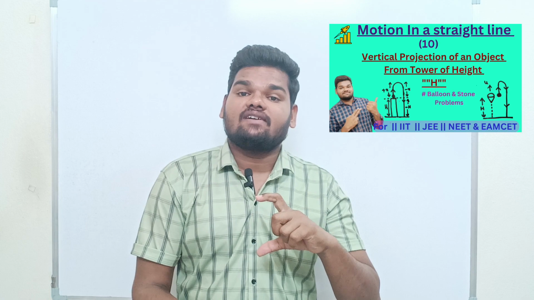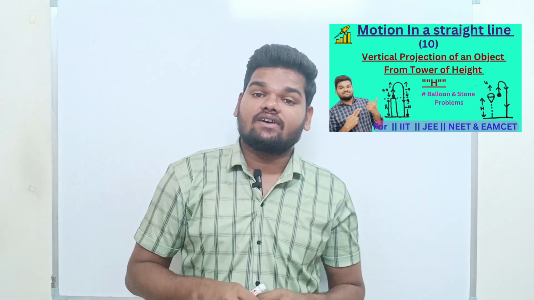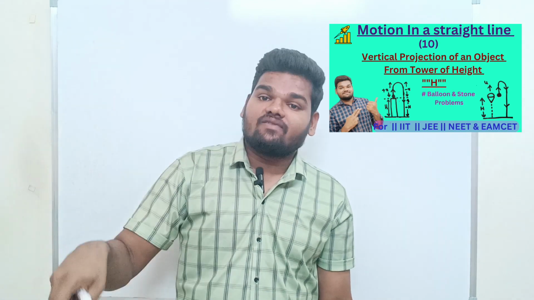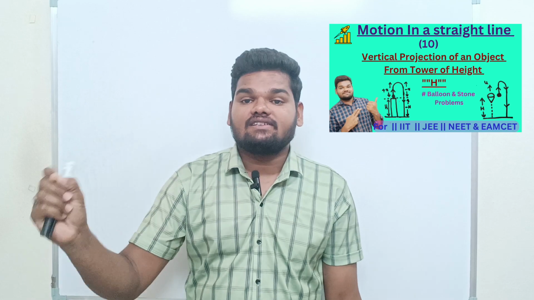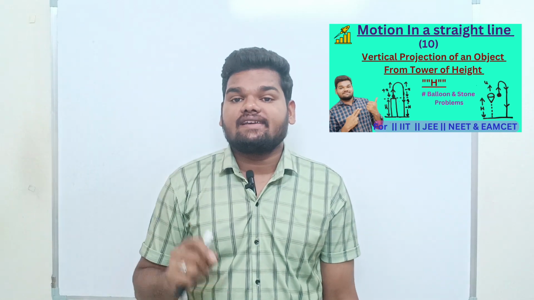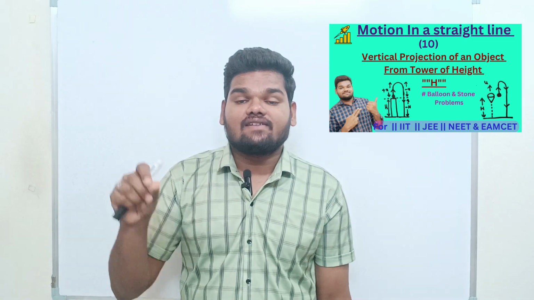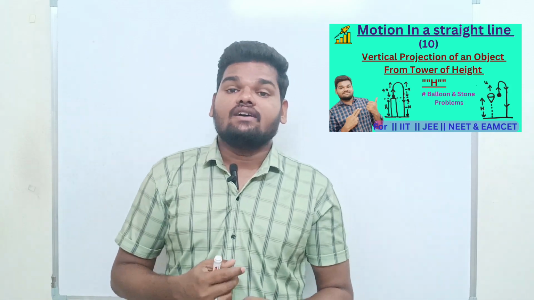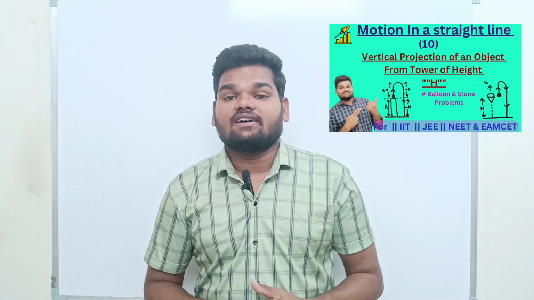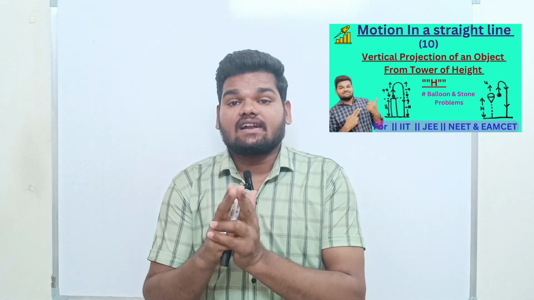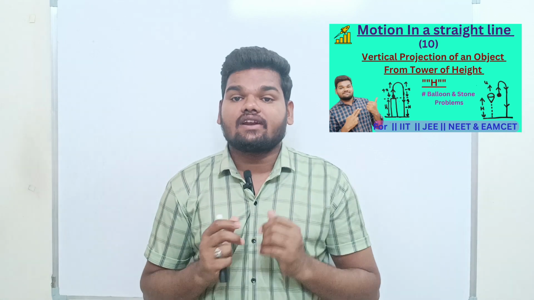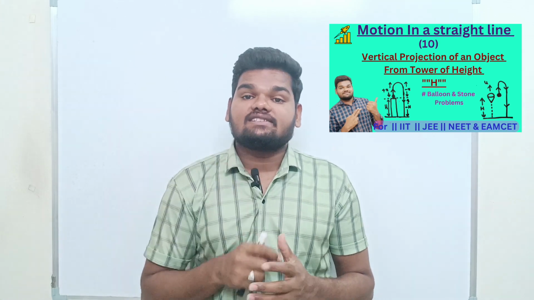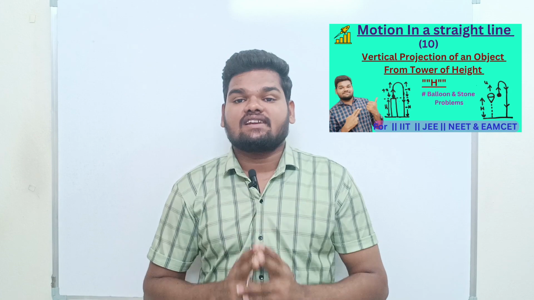One is thrown in a vertically upward direction from the height of the tower, the second is thrown vertically downward with a certain initial velocity u, and the last ball is thrown with an initial velocity 0. That means it's just like a freely falling body. In these three cases, what are the equations for initial velocity, what is the height of the tower, and what is the time taken by the object to reach the ground in the third case? All these things we have discussed in the previous lecture.